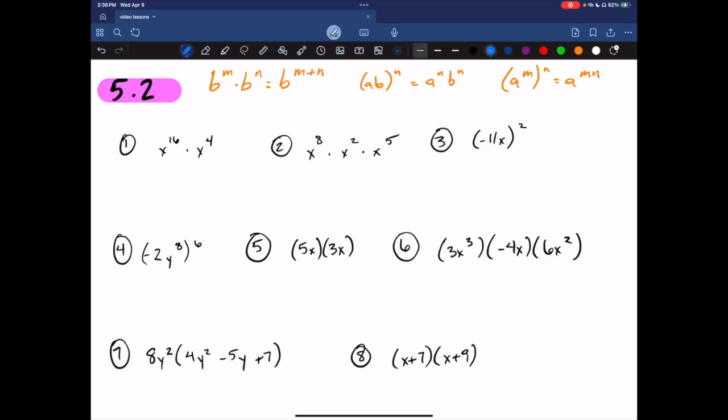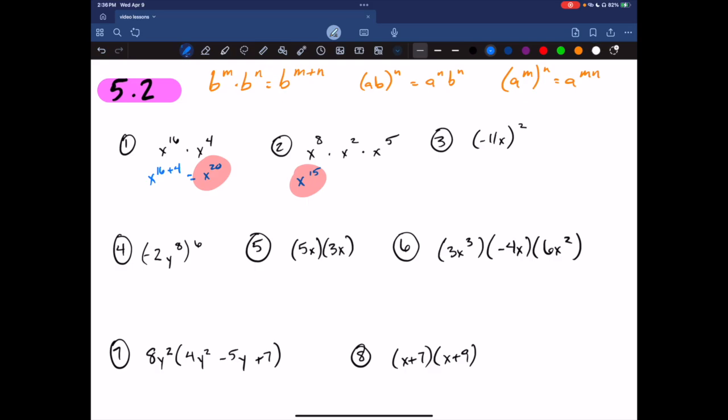The properties start to take life as you use them. So on number one, when you multiply like bases, you add exponents. So this is going to be x to the 16th plus 4, which is x to the 20th. Okay, and that's how you do that. It doesn't matter how many terms you have. So this is going to be 8 plus 2 plus 5, so it's going to be 8 to the 15th.